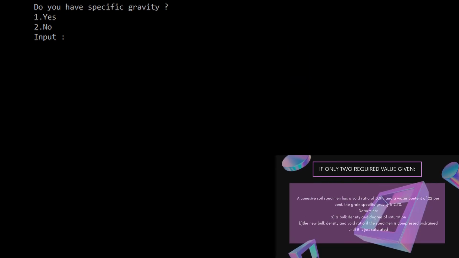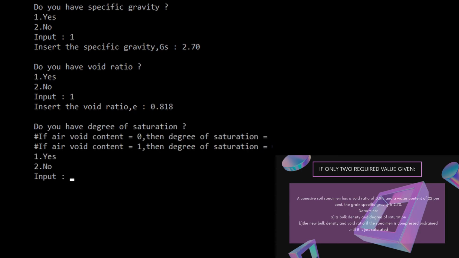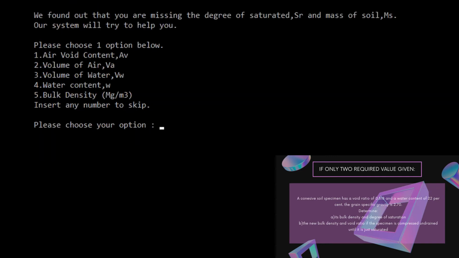From the question, specific gravity is already given. So enter 1 for yes and insert the value 2.70. Void ratio is also given, so enter 1 and insert the value 0.818. Degree of saturation is not given, so enter 2 for no. Mass of soil is also not given, so enter 2. We need to choose from the options below. From this question, water content is already given. So enter 4 and insert the value 0.22.